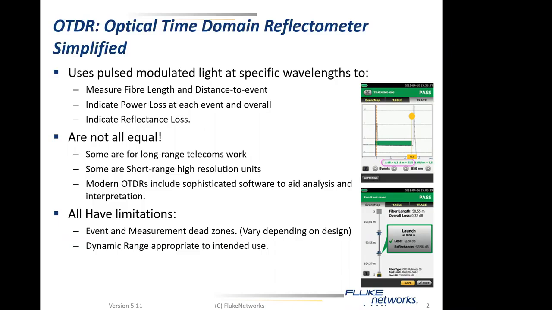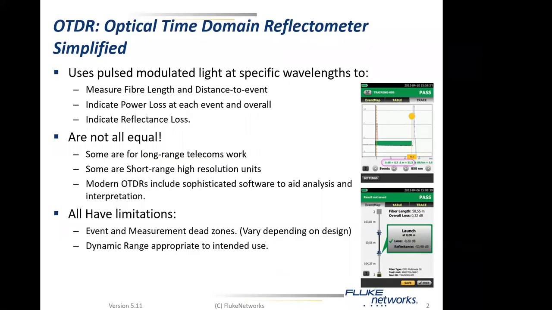A measurement dead zone is different in that it is the distance behind the first event before the OTDR can measure the performance of the next event or an additional event. So event dead zones are how far before we can see a second event. Measurement dead zone, how far before we can measure an additional event.